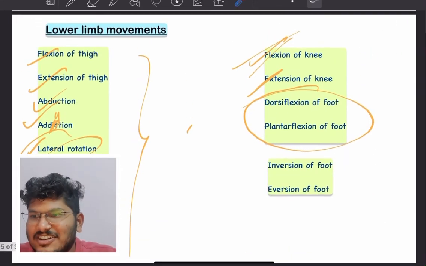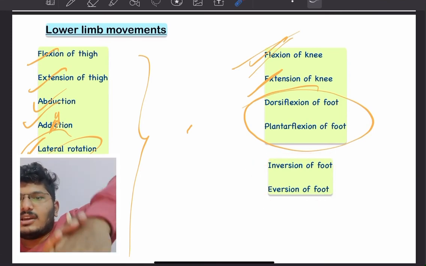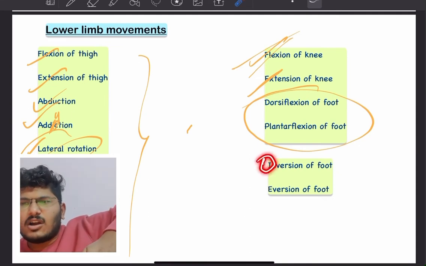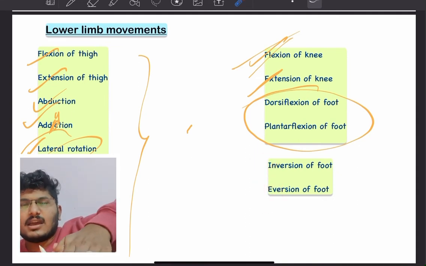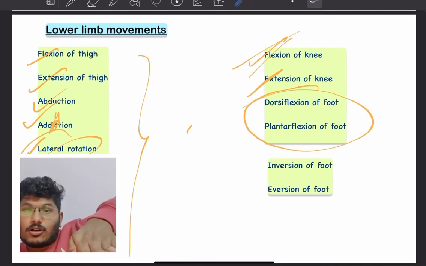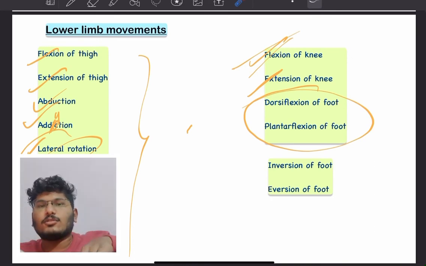Next, inversion and eversion of the foot. Imagine this is my foot. Inversion is inwards, eversion is outwards, as simple as that. If I am inverting my foot, that is, if I am trying to stand on the medial border of my foot, that is towards the hallux, towards the great toe, if I am trying to stand like this, it is called inversion of the foot.